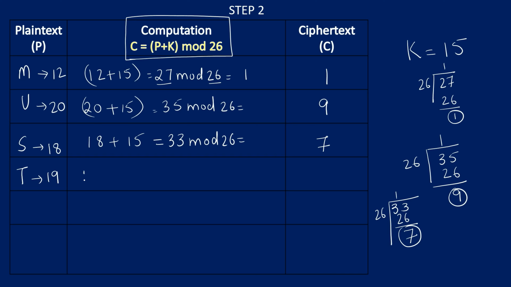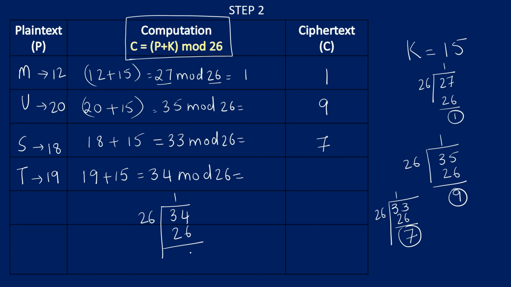The next number to be encrypted is 19. If I add 19 plus 15, I get the answer as 34 mod 26. Now 34 is a number which is larger than 26, so I have to do modular arithmetic. So how do I do it? I divide 34 by 26. 26 into 1 is 26 and my remainder in this case is 8. So the remainder is the final answer of modular arithmetic.